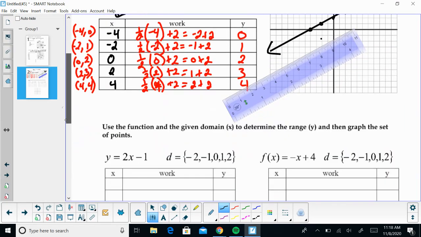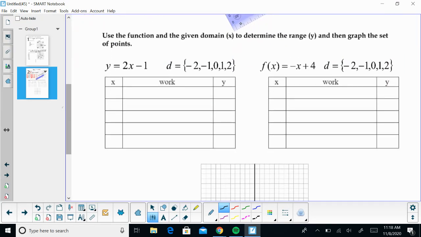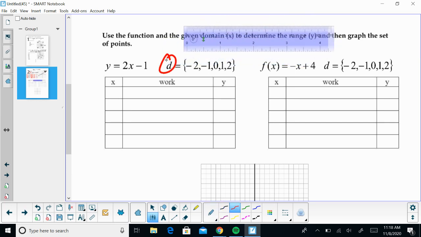Okay, I have a couple more examples down here. So we're going to try these guys. Again, they give us the domain. And remember, our domain is just a fancy name for x. So we're going to put -2, -1, 0, 1, and 2. And I'm going to go ahead and plug this x value into my equation here.